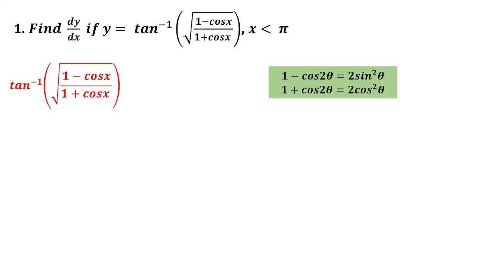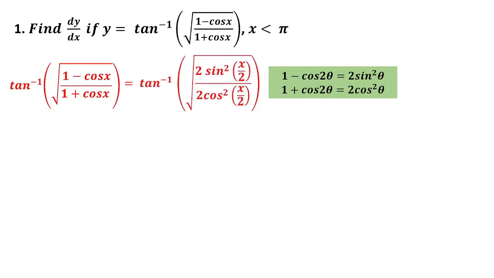1 plus cos 2 theta is 2 cos square. But here what is there? You are having only 1 minus cos x, which will become 2 sin square x by 2, and 1 plus cos x will be 2 cos square x by 2. Fine. Therefore, what will happen to the bracket now?